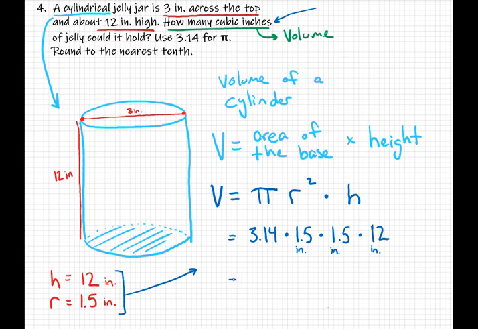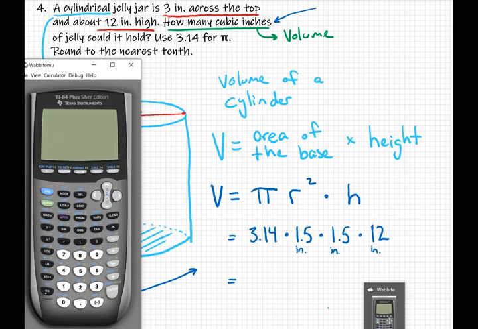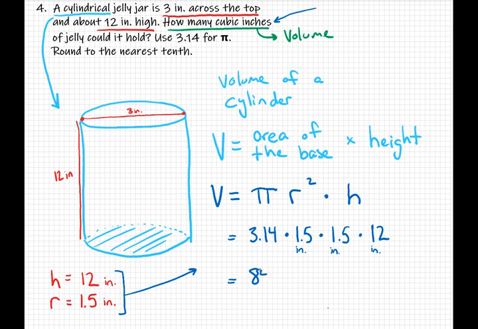Okay, now at this point, I think it's a task for the calculator. So 3.14, and we'll multiply that by 1.5, and again another 1.5. So far we have pi times the radius times the radius. That will multiply by the height. Okay, so that's 84.78 cubic inches.